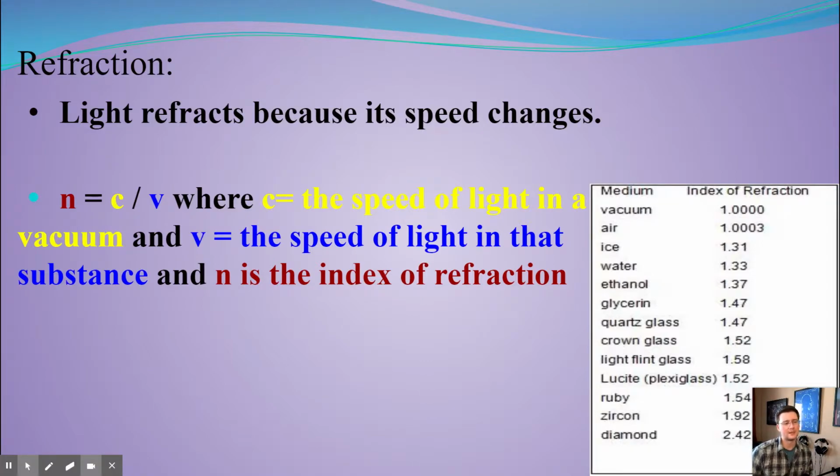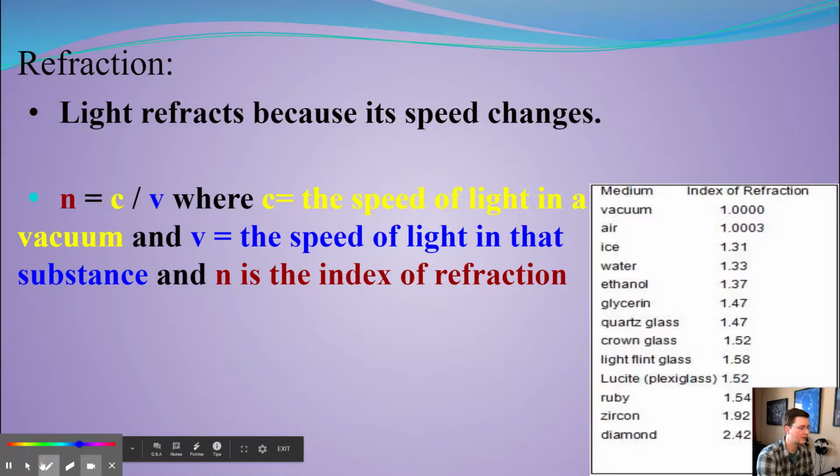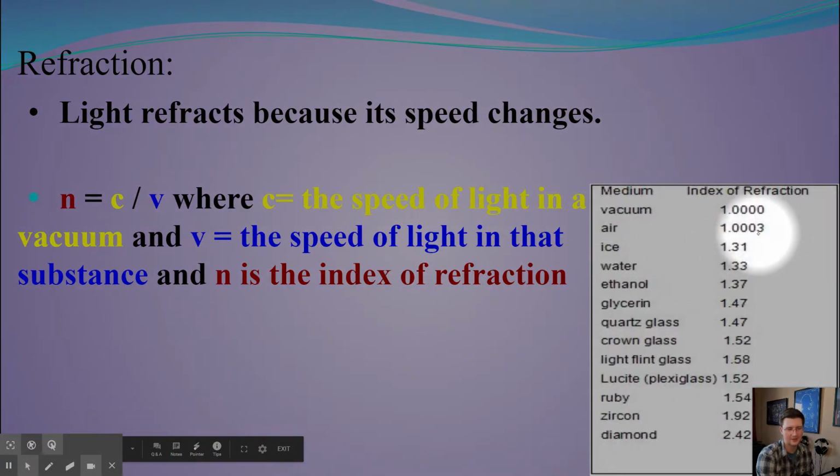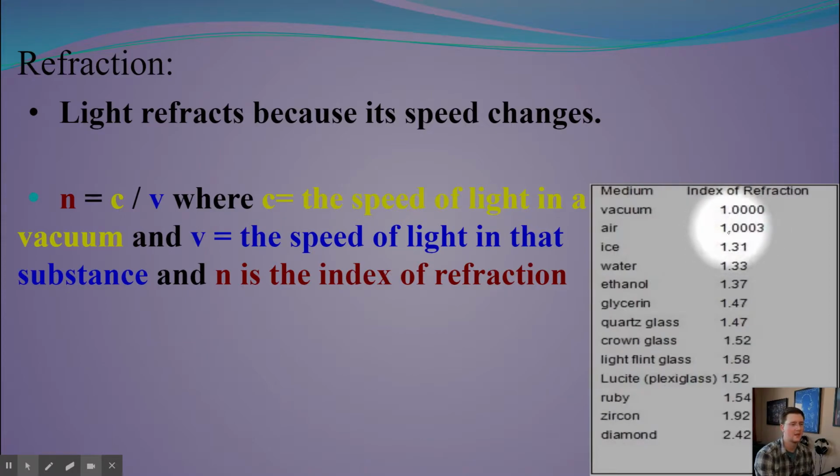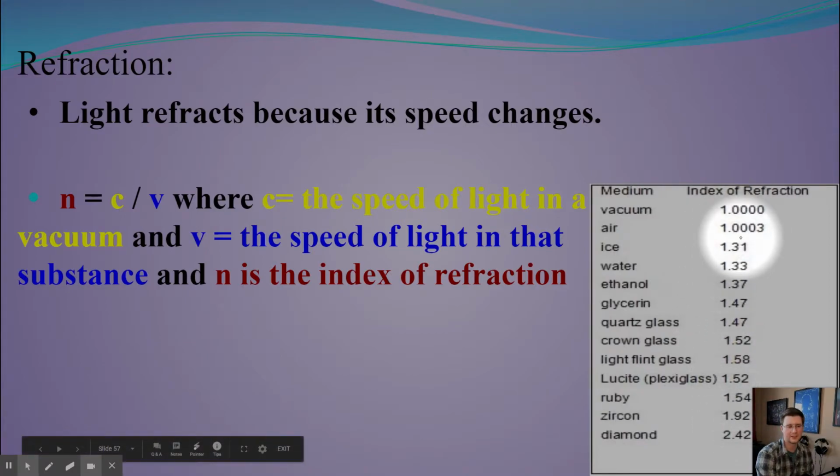You can see vacuum is 1. We're not going to have an index of refraction below 1, because we're not going to have something that has lower resistance than a vacuum. For air, a lot of times we'll just use the number 1 if it's traveling through air, because as you can see, there's a little bit there, this 3 right here. That is such a small impact that for our purposes it has literally no impact. We'll see a lot of these, and I'll always provide a table for you on the indices that you may need for a given assignment.